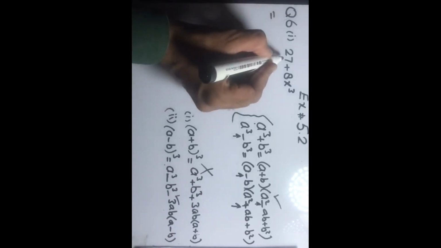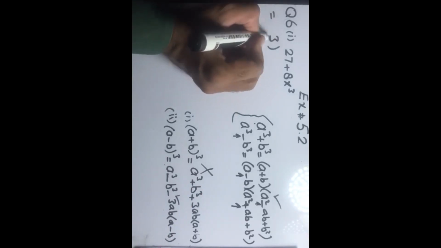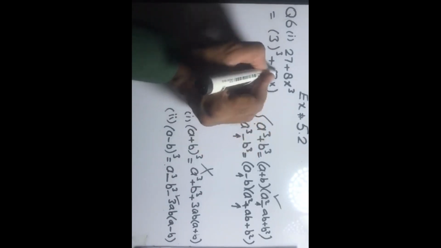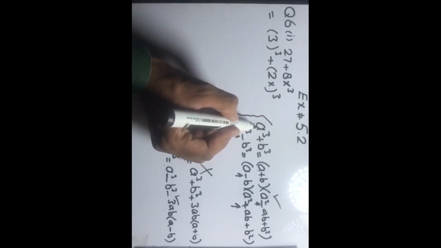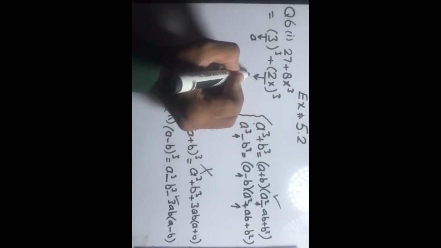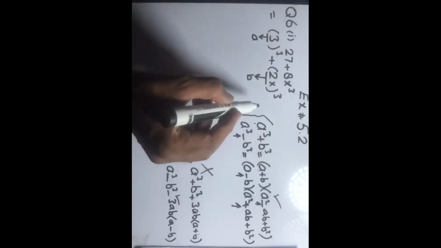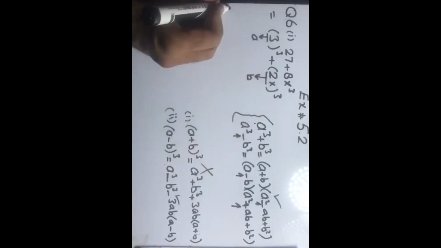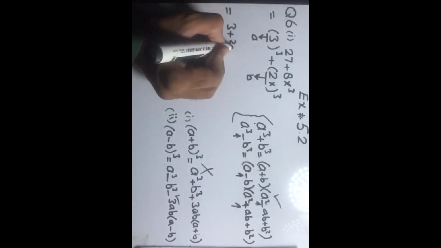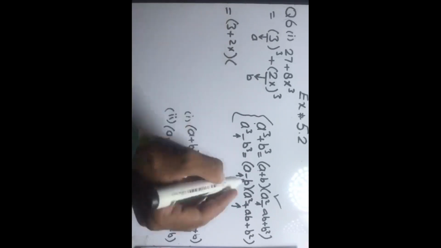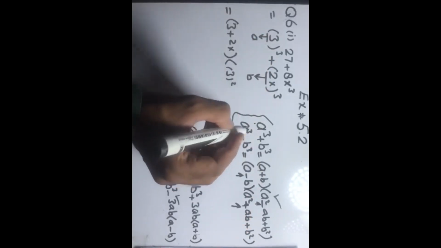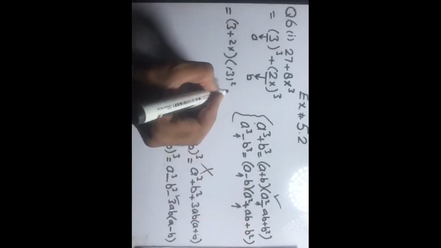Here you can write 27 as the cube of 3, plus 8x cube can be written as 2x whole cube. Now 3 is a and 2x is b. Now we use this formula to solve this. First of all, a plus b, so we write here 3 plus 2x. Next a square, so we write 3 square. Here is plus, so we write here a minus sign.